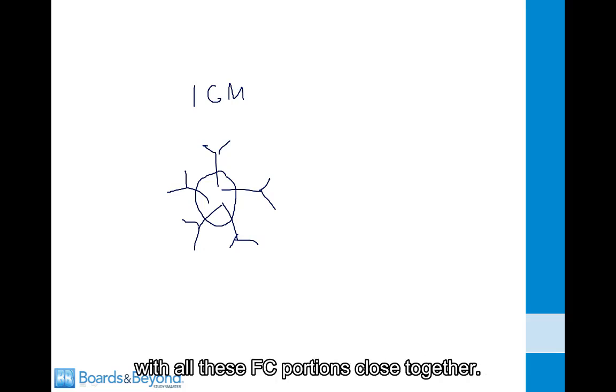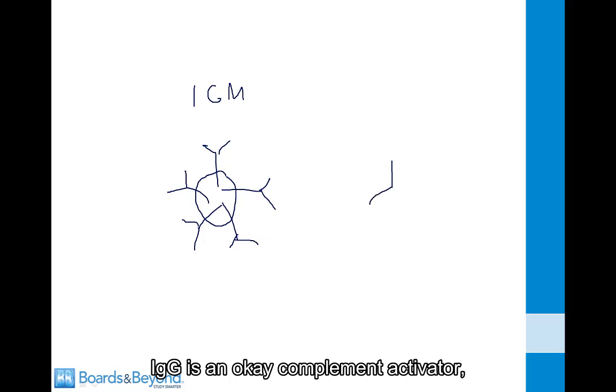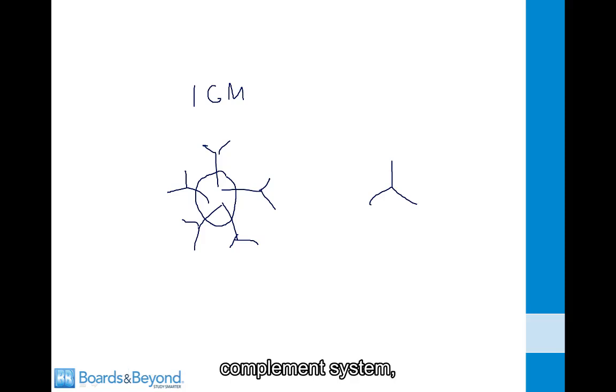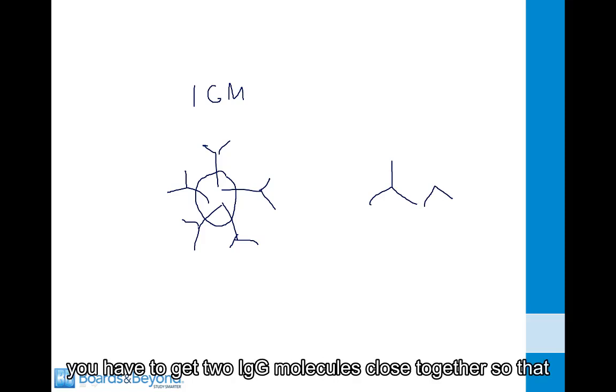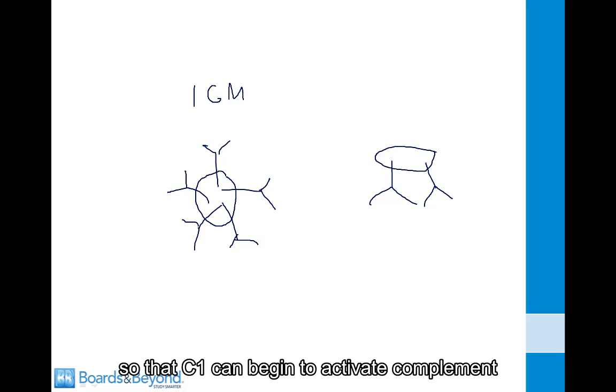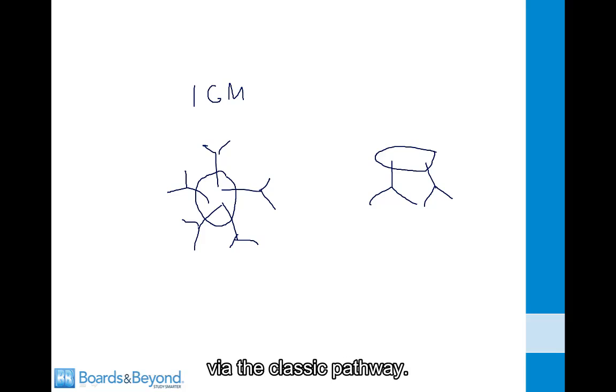Fc portions close together. IgG is an okay complement activator, but it's not as good as IgM, and that's because in order for IgG to activate the complement system, you have to get two IgG molecules close together so that their Fc portions are near each other, and then they can bind C1 and knock off that inhibitor so that C1 can begin to activate complement via the classic pathway.